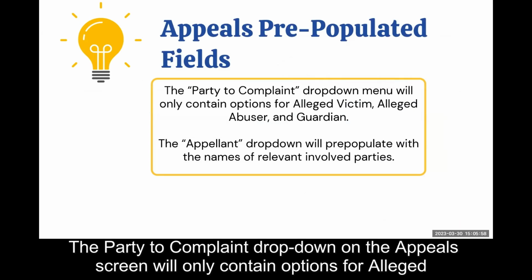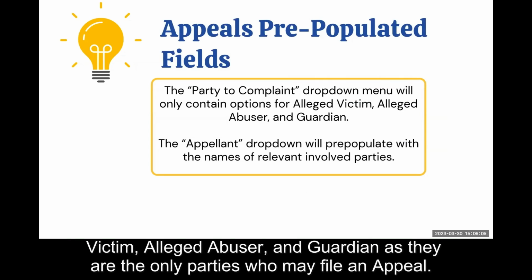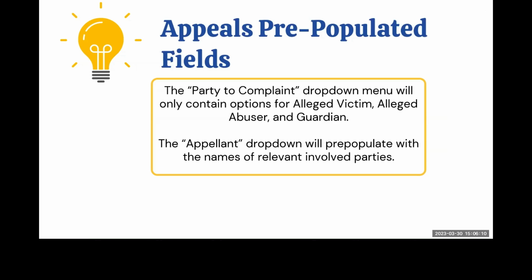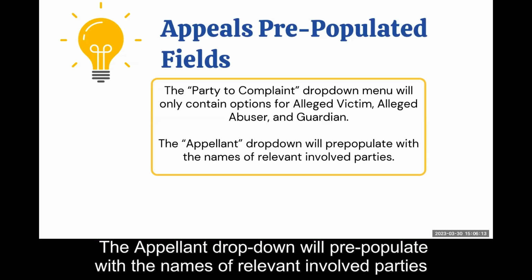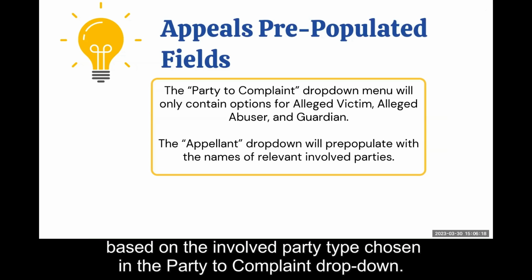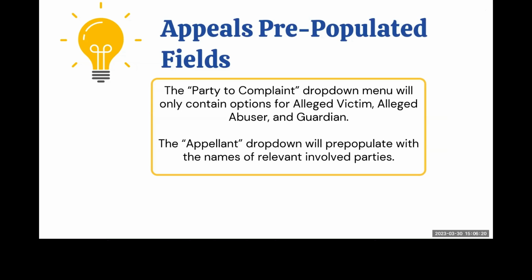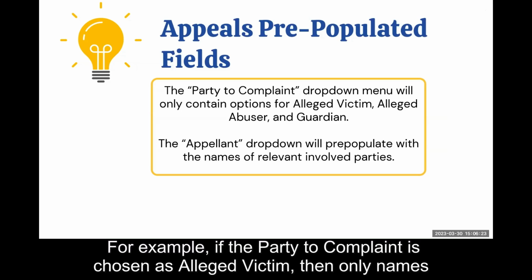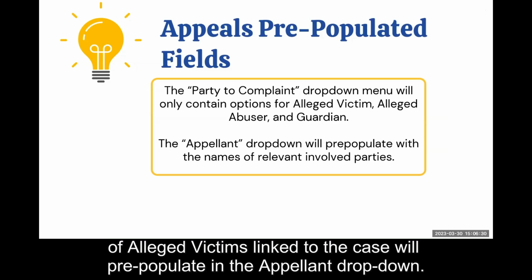The party to complaint dropdown on the appeals screen will only contain options for alleged victim, alleged abuser, and guardian, as they are the only parties who may file an appeal. The appellant dropdown will pre-populate with the names of relevant involved parties based on the involved party type chosen in the party to complaint dropdown. For example, if the party to complaint is chosen as alleged victim, then only names of alleged victims linked to the case will pre-populate in the appellant dropdown.